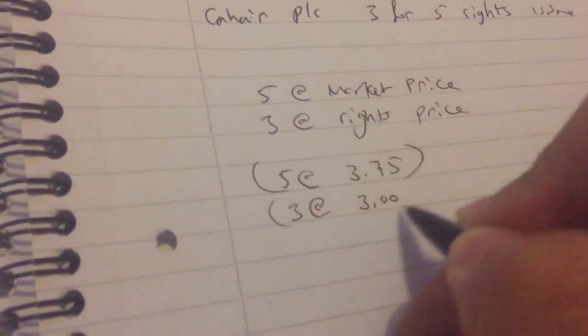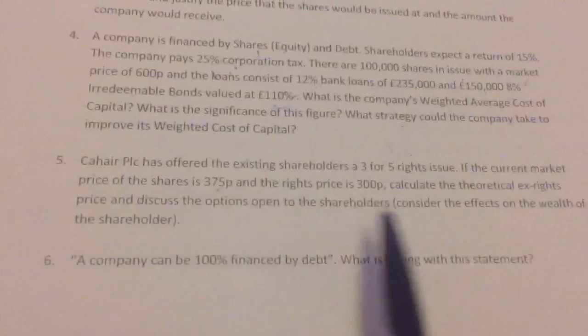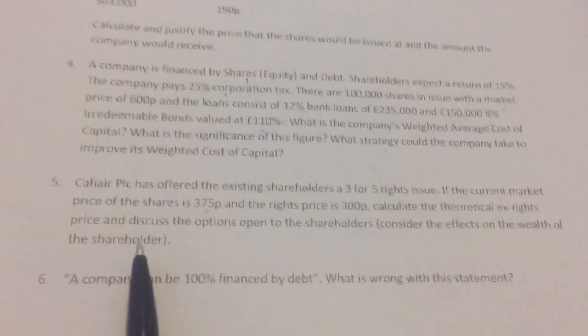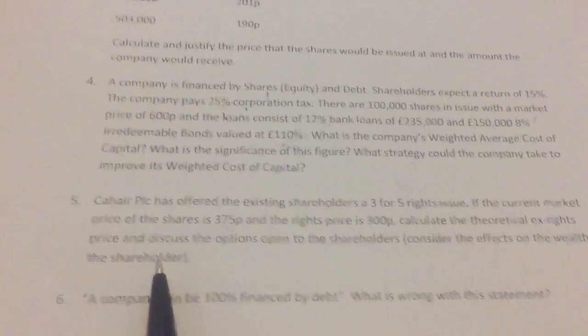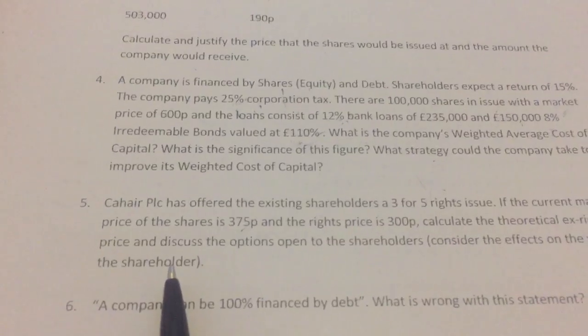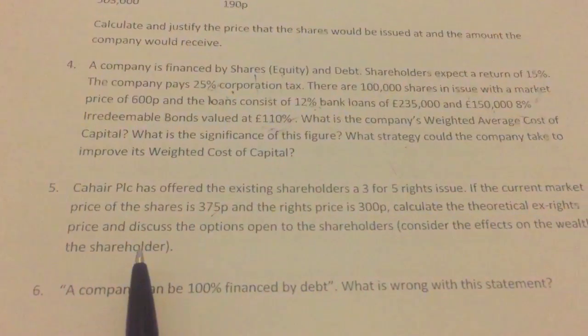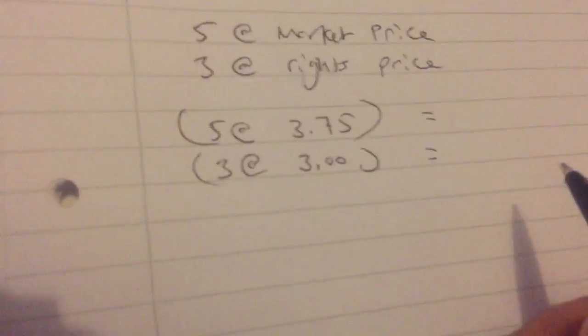So you want to work out how much these are. The question asks us to calculate the theoretical X rights price. The theoretical X rights price is calculating what the price of the shares would have been before this deal happened. The market price is this, we give a discounted price for this, and we work out how much the price was before we gave this deal.